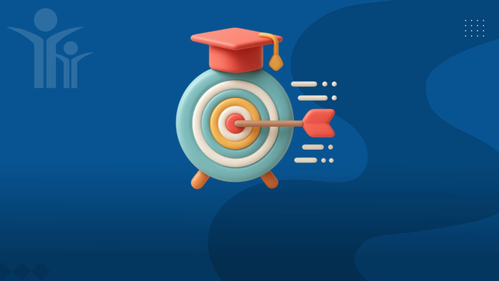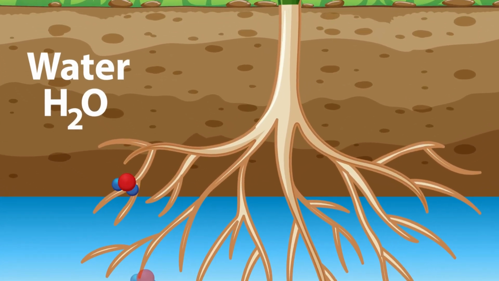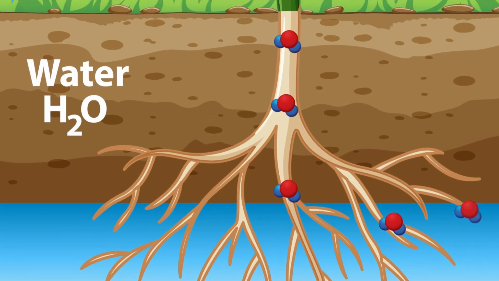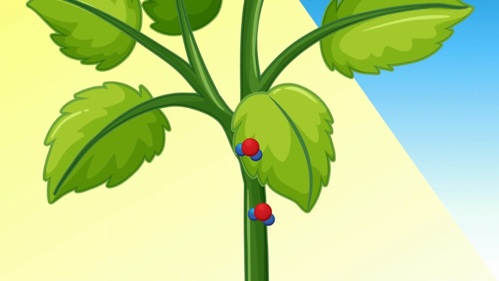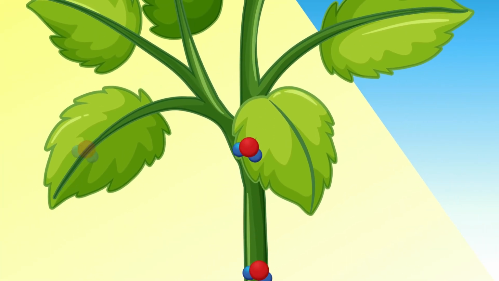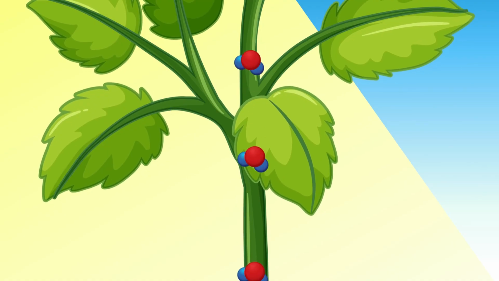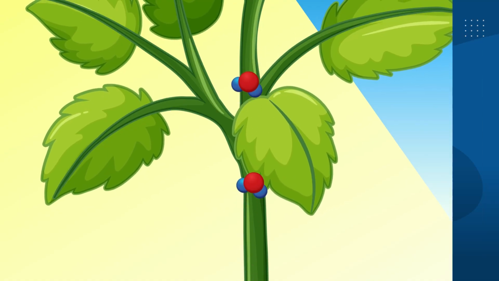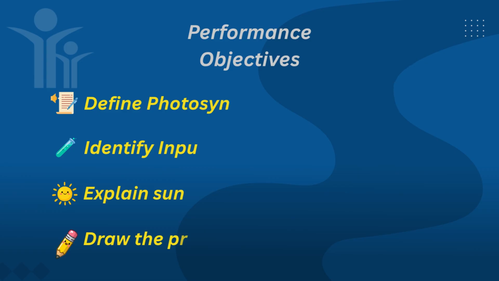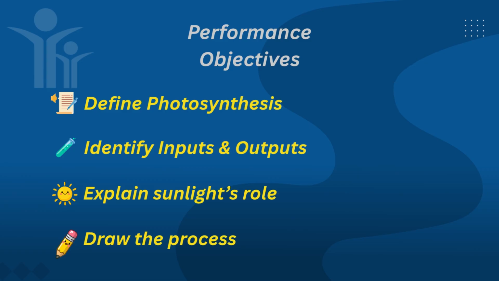This section describes the overall learning outcome that the teacher expects students to achieve by the end of the lesson. For this lesson, the goal is for students to understand the process of photosynthesis, its importance, and its role in sustaining life on Earth. The performance objectives define the measurable learning outcomes that students should achieve after completing the lesson. These objectives help teachers evaluate whether the lesson goals have been successfully met.